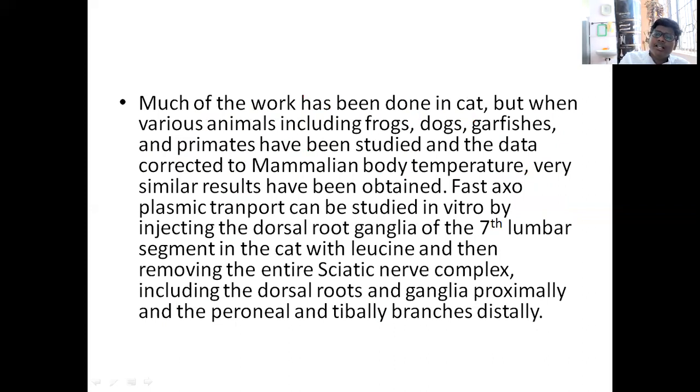Much of the work has been done in cat, but when various animals including frog, ducks, garfishes, and primates have been studied, and data corrected to mammalian body temperature, very similar results have been obtained.